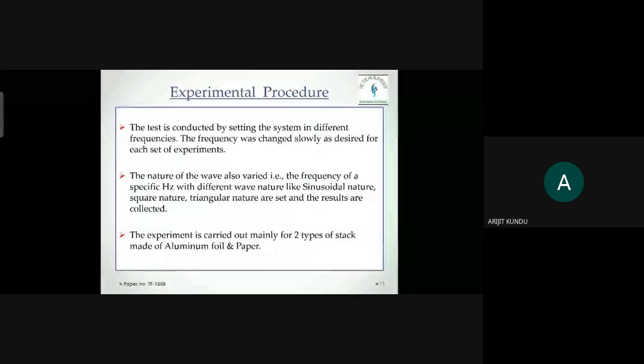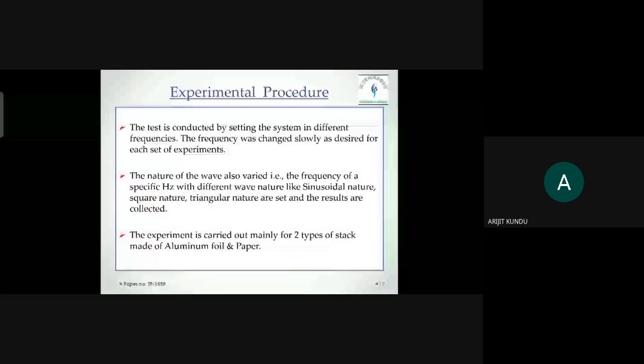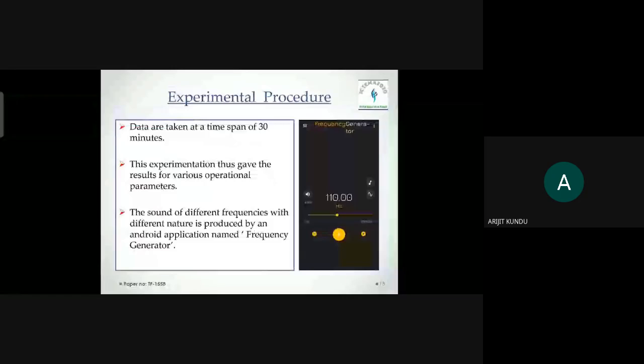I have varied four frequencies: 110, 135, 160, and 125 hertz. And I have varied two stack materials, as I already said, paper stack material and aluminum stack material. Three sound wave characteristics: sinusoidal nature, square nature, and triangular nature. Data are taken over a time span of 30 minutes, and this experiment gives results on various operational parameters. I have set the frequencies using an Android app called frequency generator.